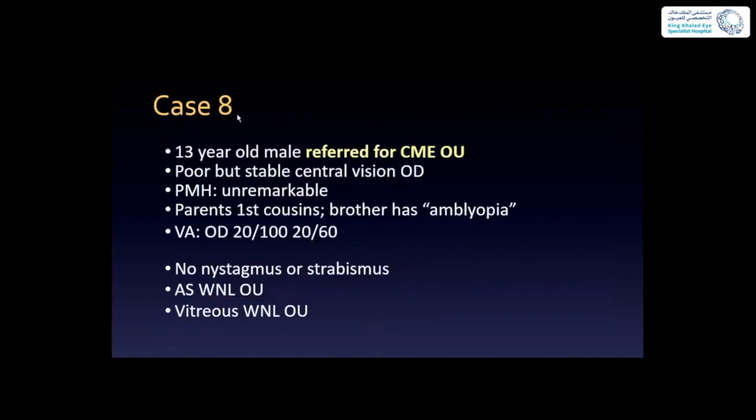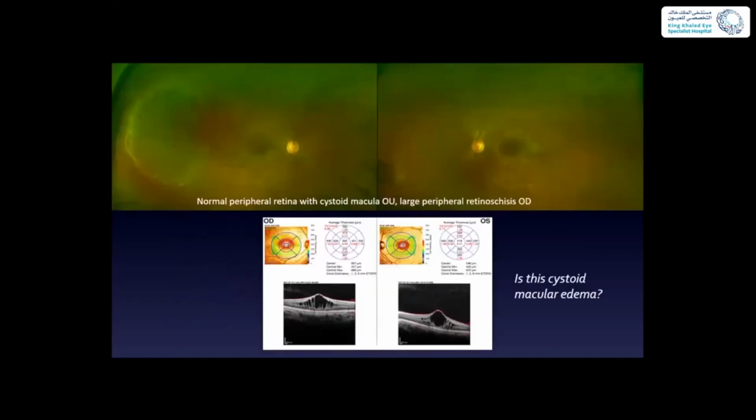pathognomonic. Now let's move on to case number 8, which is a 13-year-old male referred for CME in both eyes. He's had stable vision in the right eye. Past medical history was unremarkable. His brother had amblyopia, and he had no nystagmus and no strabismus, and vitreous was normal. When we did the pictures, we showed that he had practically a normal retina apart from this large peripheral schisis, and he had a cystoid maculopathy in both eyes.